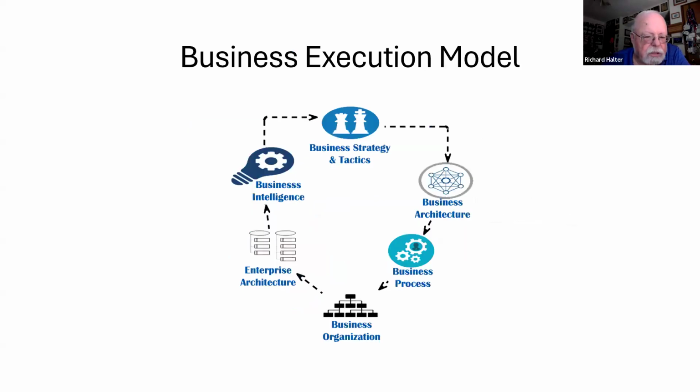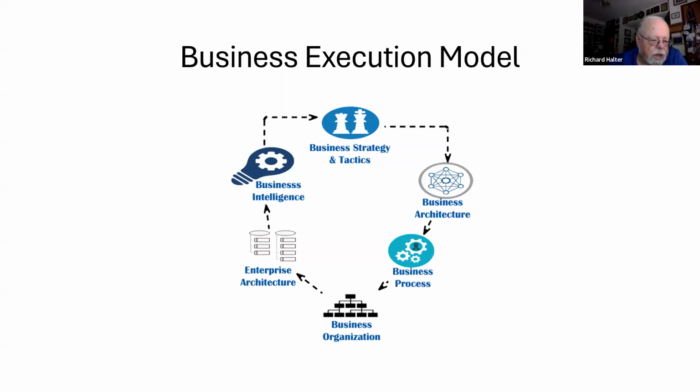That all brings us to what I call the business execution model. The business execution model starts with your strategy. How are you going to address your particular customer segments? And that leads you to your business architecture. What value streams do you need to execute to support that particular strategy?